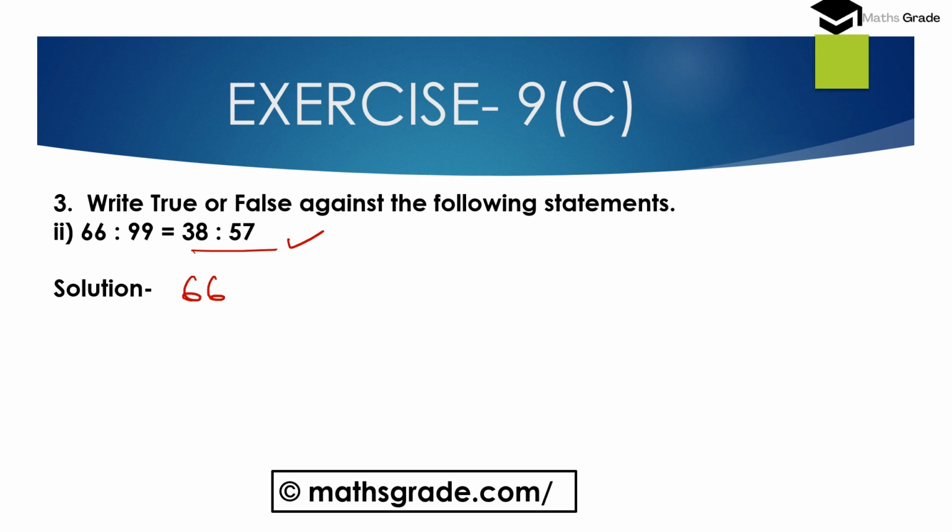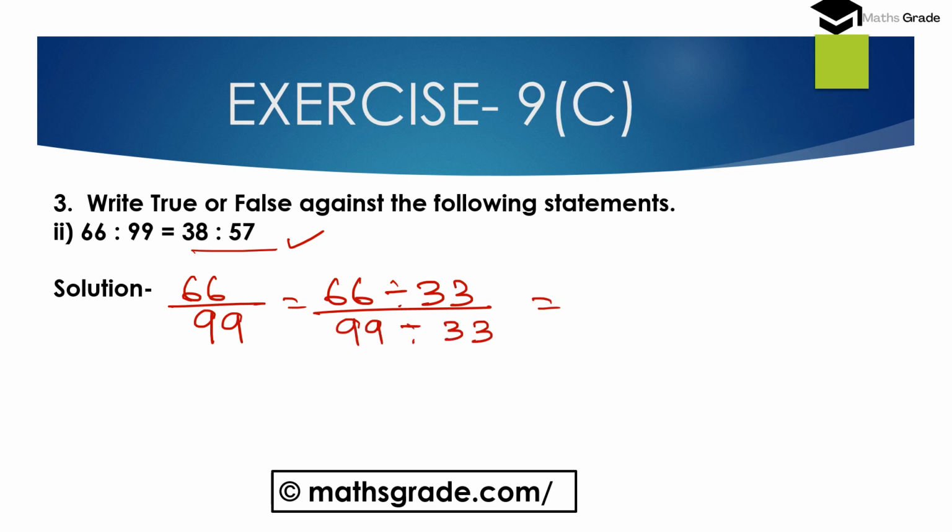66 is to 99, that is 66 divided by 99, and between 66 and 99, 33 is the common ratio. So divide the antecedent 66 with 33 and the consequent 99 with 33. Now 66 divided by 33 is 2 and 99 divided by 33 is 3. That is 2 is to 3.